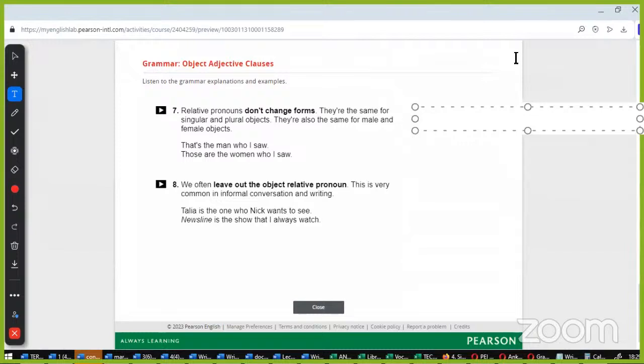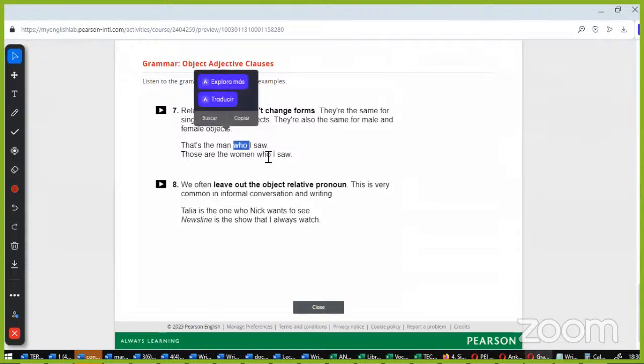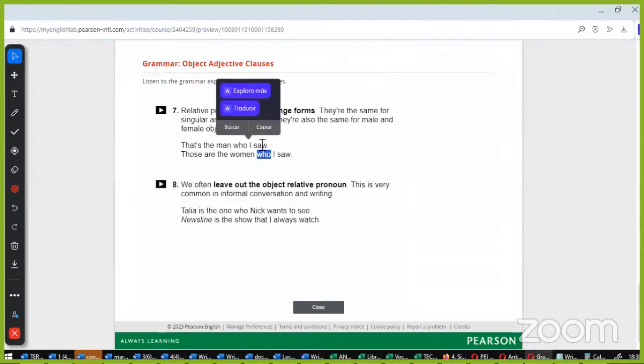Okay, relative pronouns don't change forms. They're the same for singular and plural objects. They're also the same for male or female. Okay, so this is pretty obvious. That's the men who I saw, those are the women who I saw is the same because even if there's men, women, multiple, you use who or that. And for things, you use that or which.